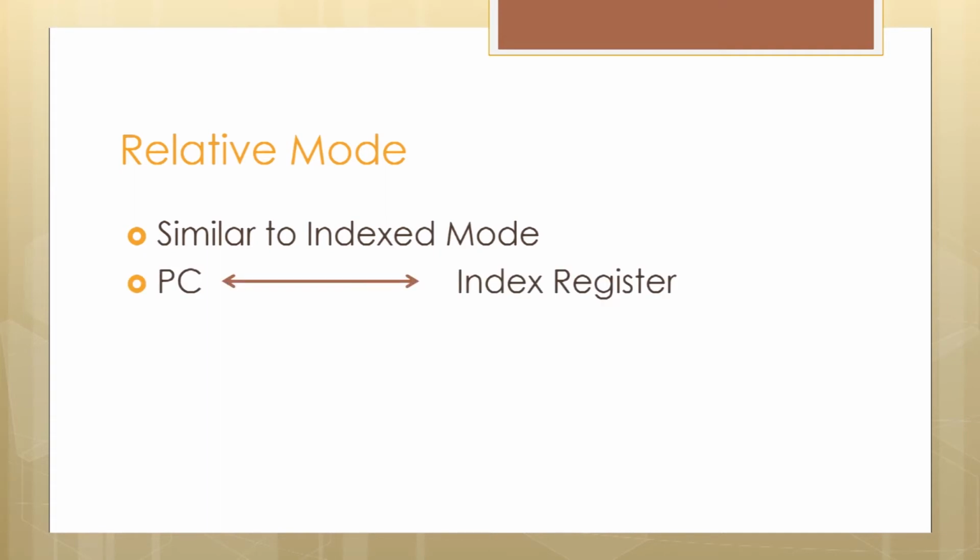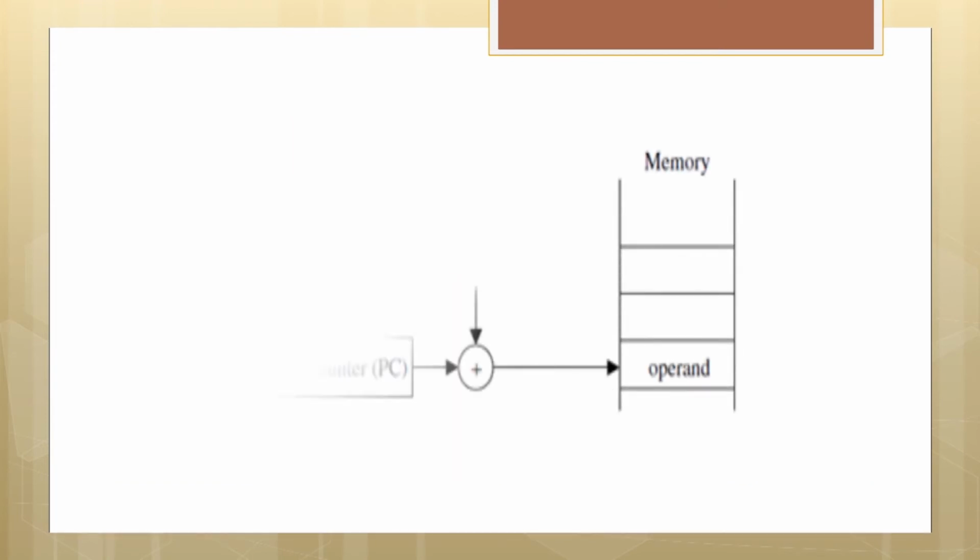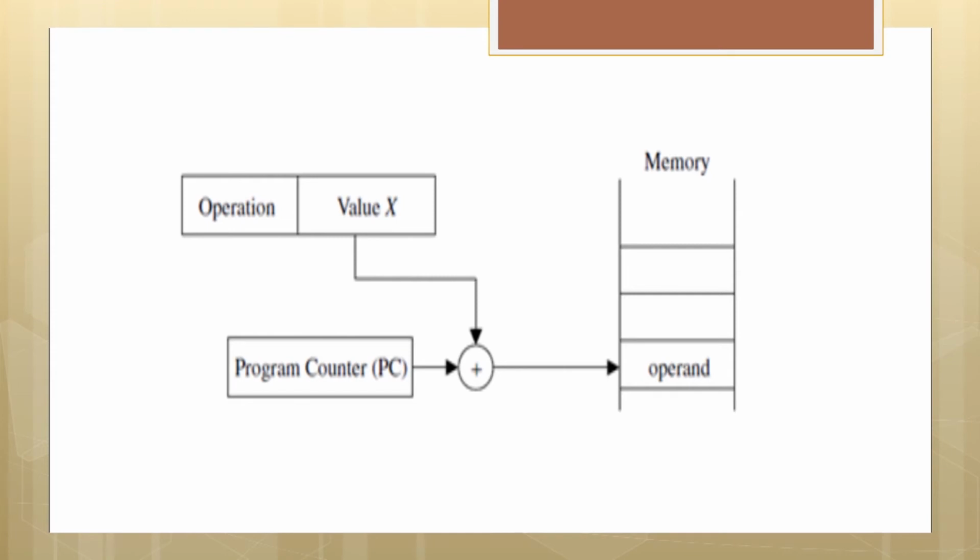Relative mode. Relative addressing mode is similar to indexed mode, except that the program counter, PC register, replaces the index register. For example, the instruction load R, 1000(PC) loads register R with the contents of the memory location whose address is the sum of the contents of the program counter PC and the value 1000. Suppose the value in PC is 200, then the address of the operand will become 1200.